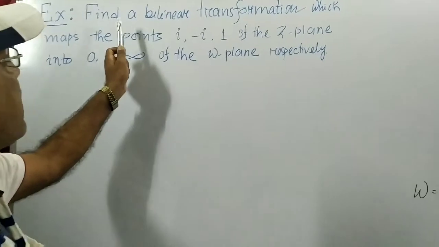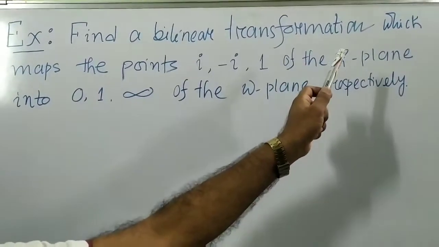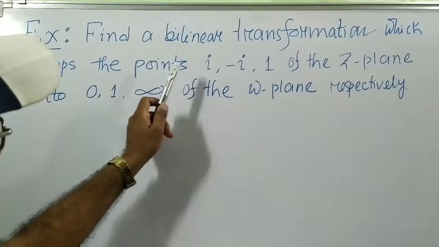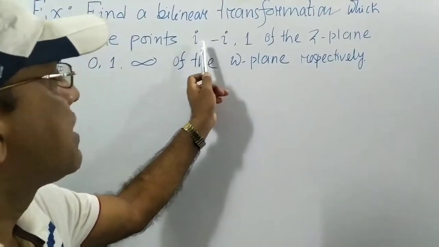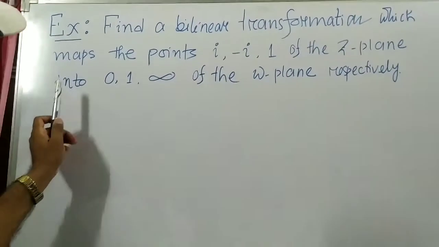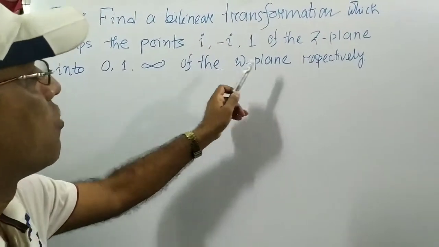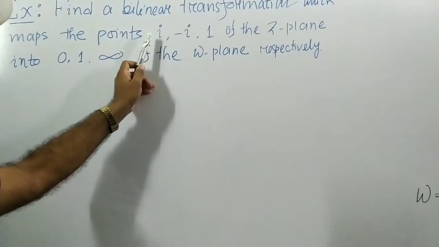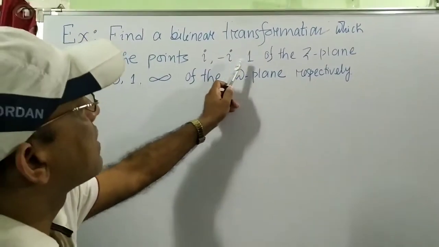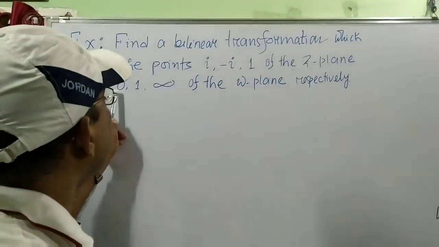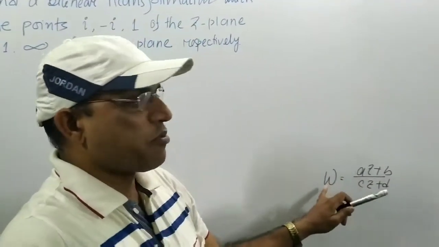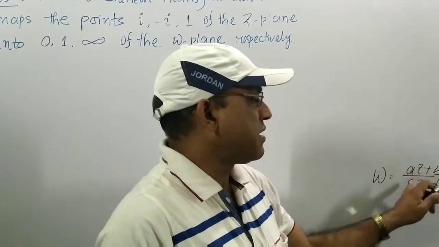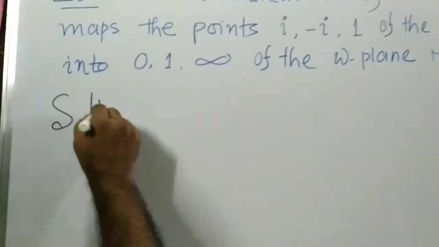Find a bilinear transformation which maps the points i, minus i, 1 of the Z plane into 0, 1, infinity of the W plane. So in the Z plane the values given are i, minus i, 1, and in the W plane 0, 1, infinity. Now we have to find the bilinear transformation W equal to (AZ plus B) by (CZ plus D). Solution start.